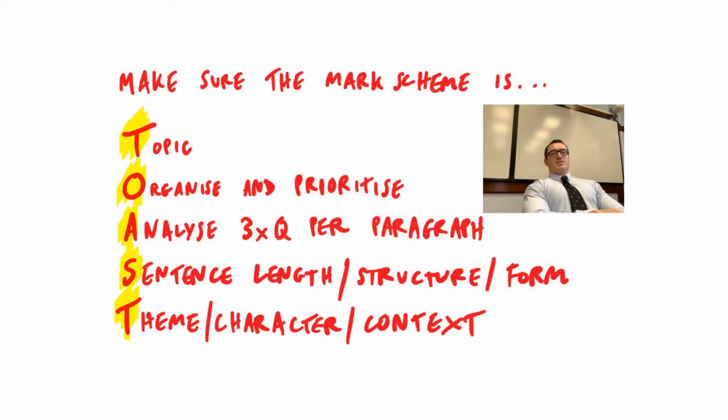The next thing is that you should organise and prioritise what you want to say. This means breaking the passage down into 3 sections, beginning, middle and end, and only choosing what is relevant to the question that's been asked. This means you have to prioritise which quotations you want to use. Don't make the mistake of trying to comment on every single word as if they're all equally important. They're not. You need to show your reading skills by choosing which ones are most important.